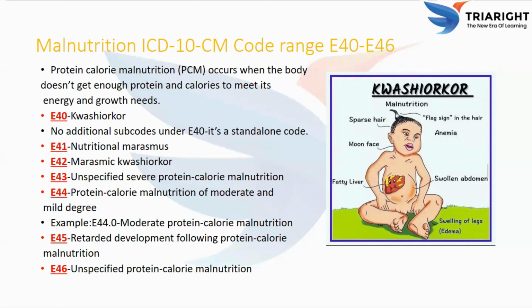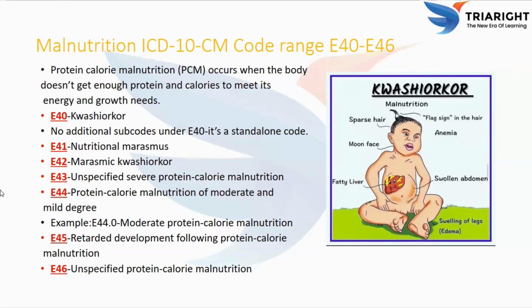Nutritional marasmus. What do you mean by nutritional marasmus? It's a severe deficiency of both protein and calories. So how does it appear? It appears as an extremely thin, wasted body, and you can see no edema. And this nutritional marasmus is common in starvation or prolonged food shortage.